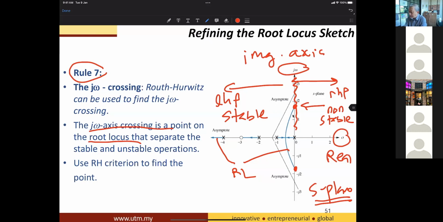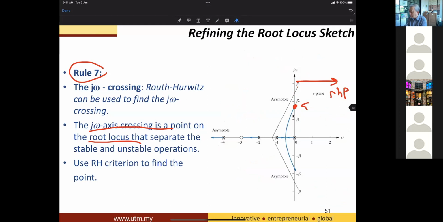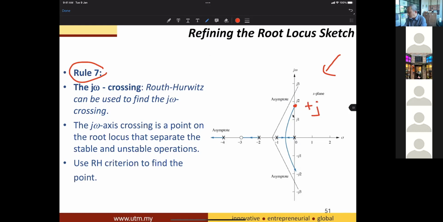So in exams and tests, you are given this plot. You are not required to draw the root locus. You are given this plot, and you observe the value. If I observe the value here, it is roughly about positive j 1.8 something. That is by observation using your eyes. But the question always asks, validate your observation.